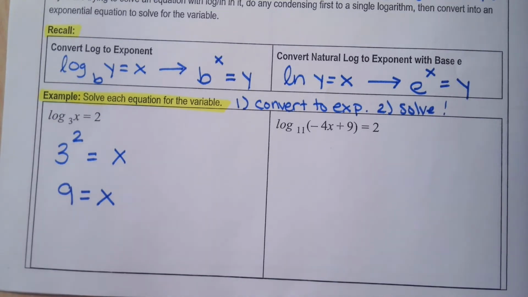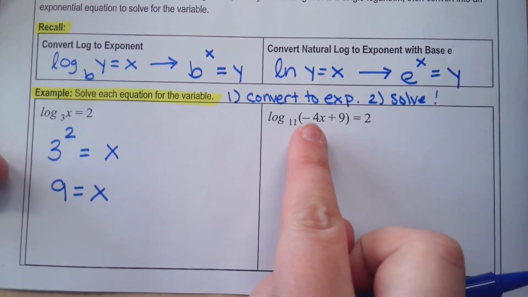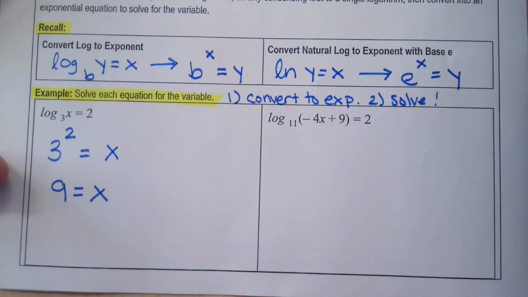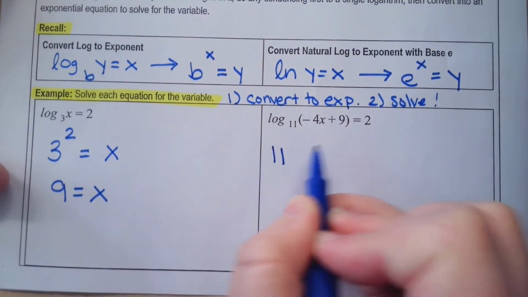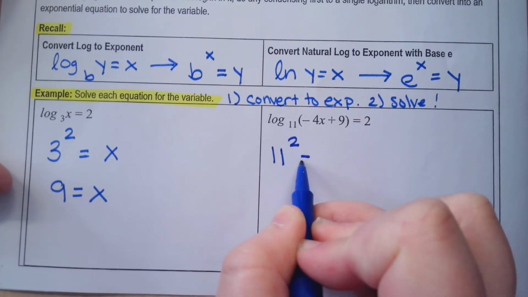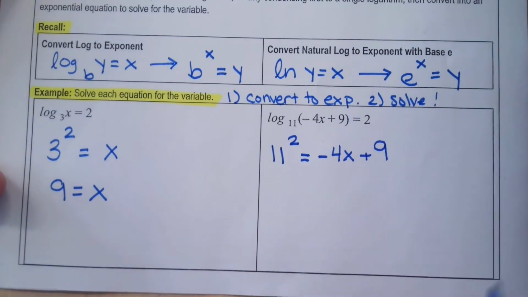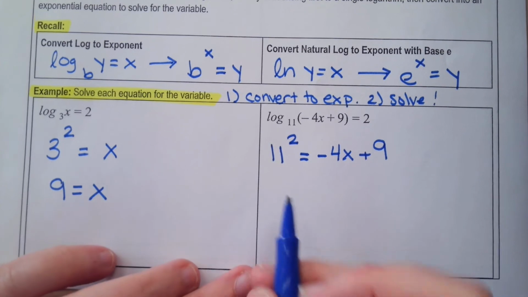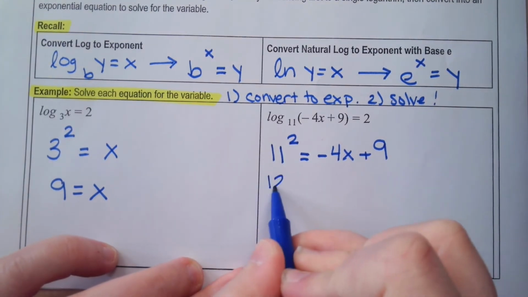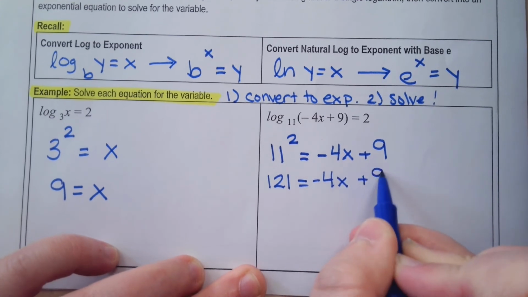Now, you are going to have to do just a teensy bit more solving. So this next one, log base 11 of negative 4x plus 9 is equal to 2. Convert to an exponent. Base 11 to the power of 2 is equal to negative 4x plus 9. All right, now simplify and solve for x. 11 squared is 121, which is equal to negative 4x plus 9.